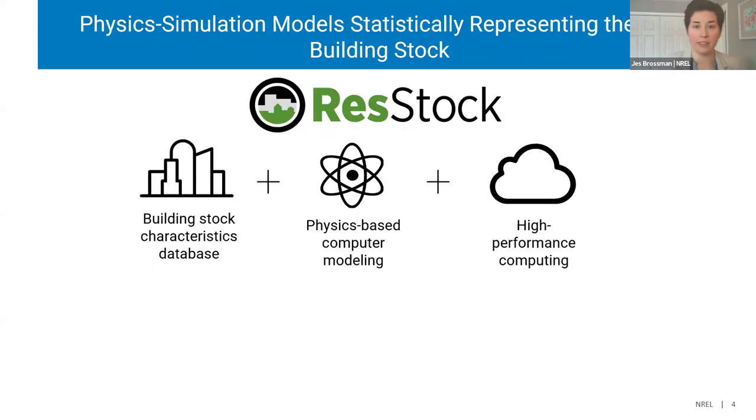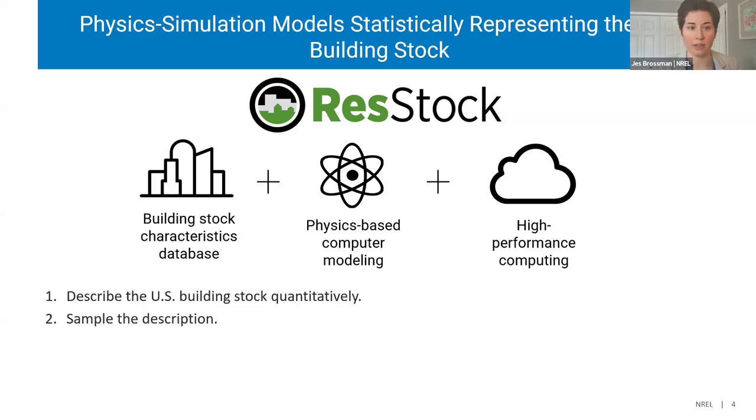So we have a background of what ResStock can show you. Let's tell you a little bit about what the tool actually is. It's actually a statistical model that uses over 500,000 samples to represent the housing stock. It's a building energy modeling tool, and our goal is to help show you the energy consumption of the housing in the US. In general, it's a combination of three things: the database or some of the data that we talked about, physics-based computer modeling, and a little magic that we like to call high-performance computing.